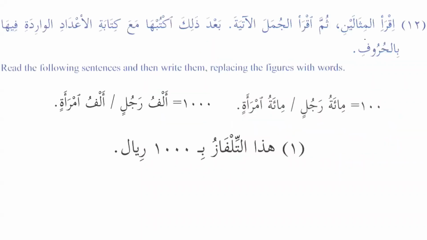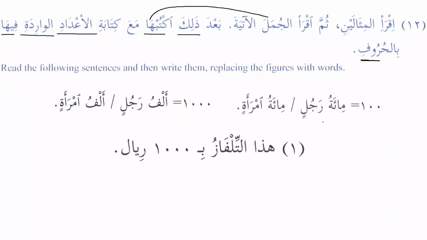Question number 12. اقرأ المثالين. Read two examples. ثم اقرأ الجمل الآتية. Then read the following sentences. بعد ذلك اكتبها مع كتابة الأعداد الواردة فيها بالحروف. بعد ذلك, after that, اكتبها, write it, and ha refers to the jumal sentences. مع كتابة الأعداد, by writing the numbers or the adad. الواردة, the following. So أعداد will be موصوف, الواردة will be صفة. فيها, in it, بالحروف, with the letters. So now we have to write the numbers into letters, the Arabic letters, I mean.